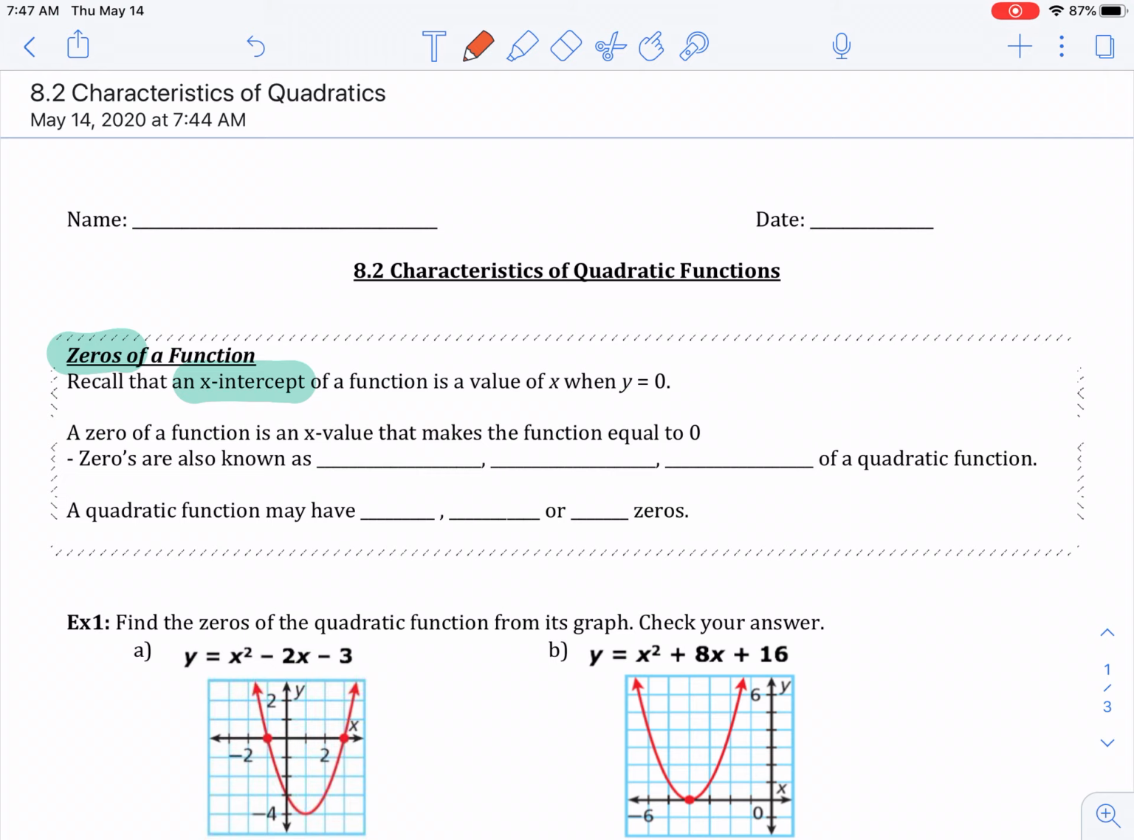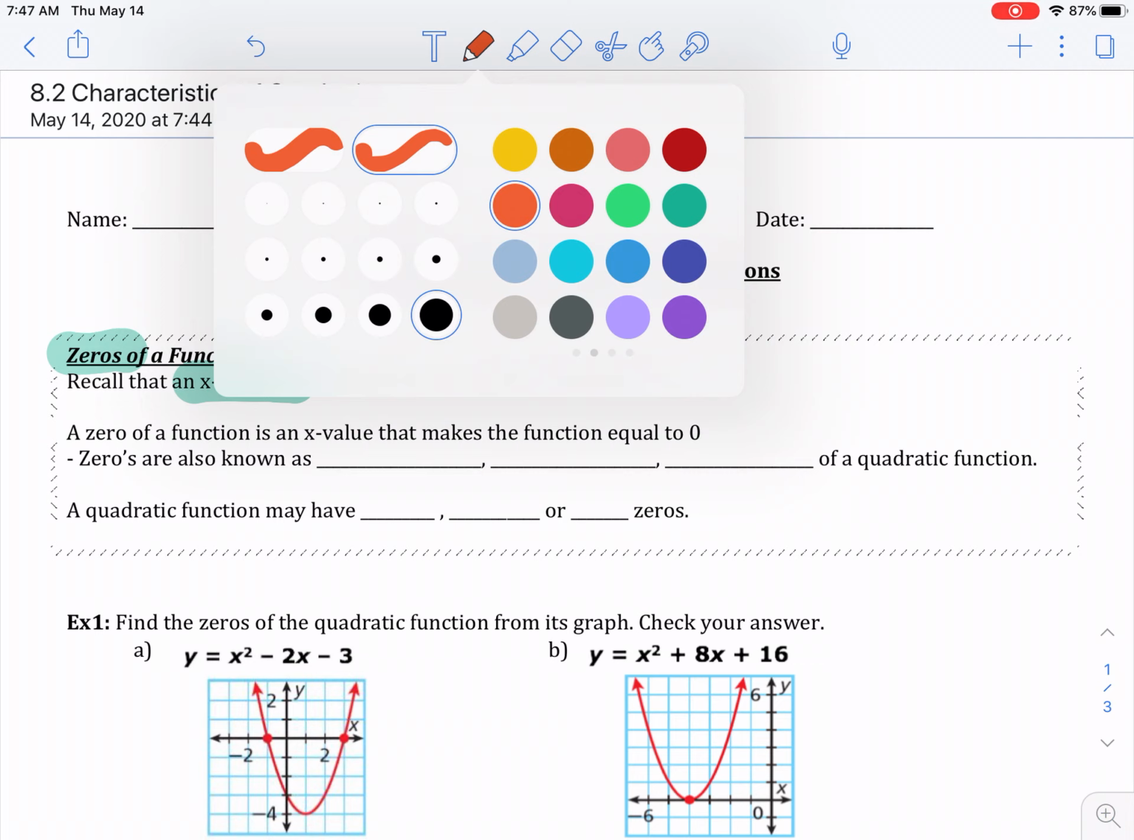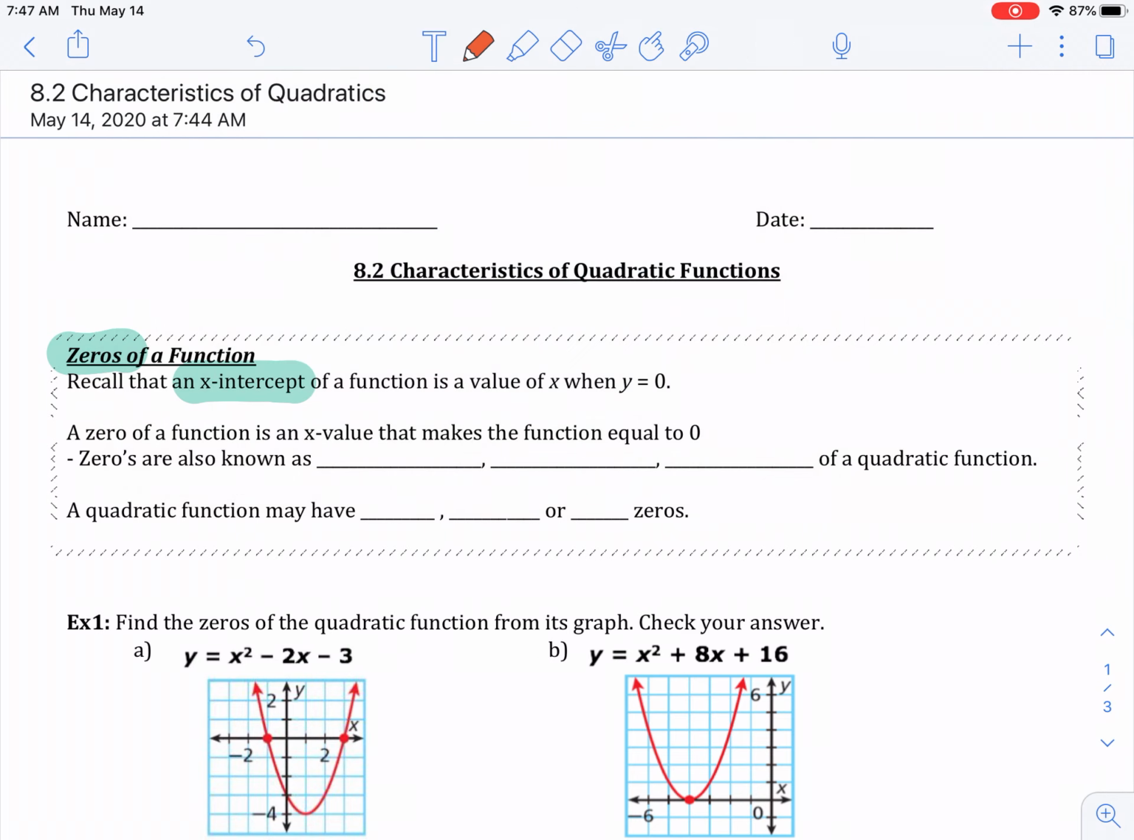So a zero of a function is an x value that makes the function equal to 0. Very simple. They are called zeros, they are called x-intercepts, they are called solutions, or they are called answers.